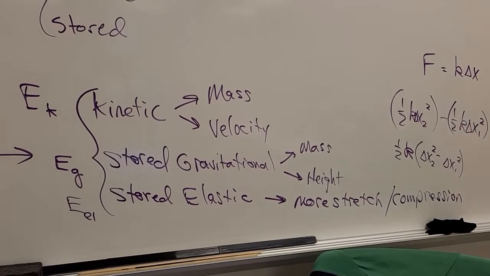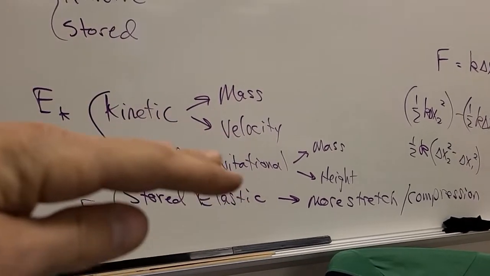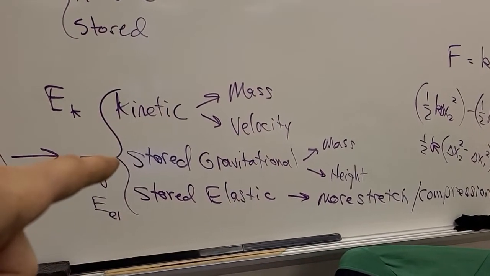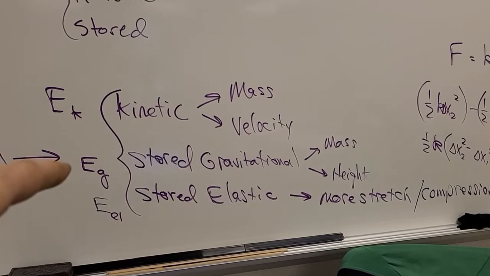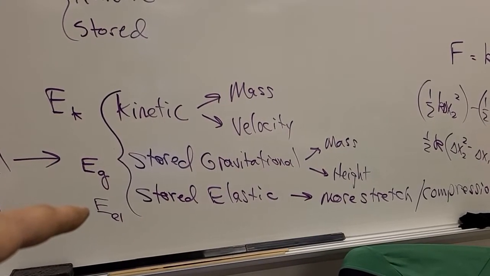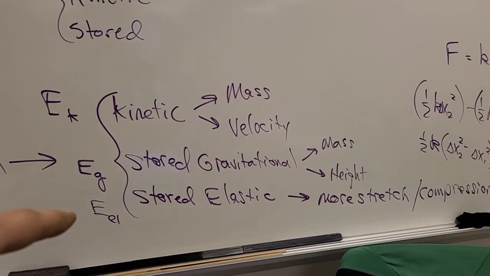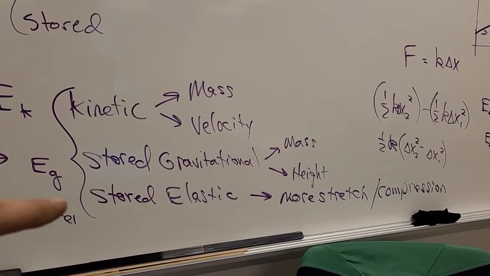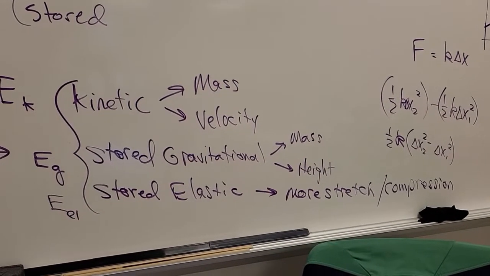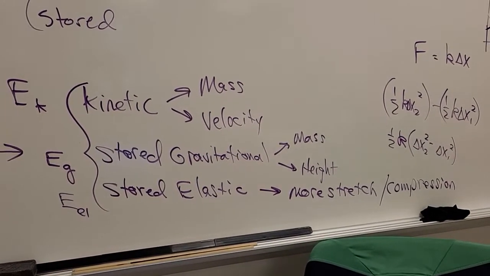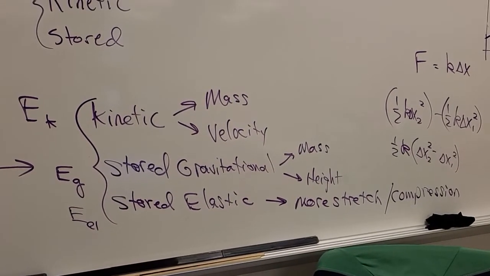Whenever something has a certain elevation above the ground, we would say that it has stored gravitational energy, or EG. And if something has been stretched or compressed or twisted in some way, we would say that it has stored elastic energy, which we would say EEL. So that's what we went through today in class.